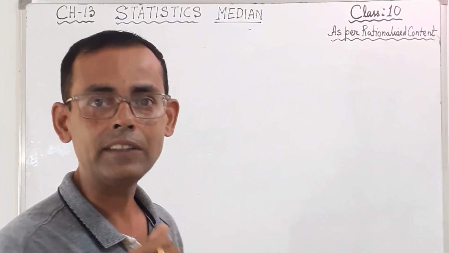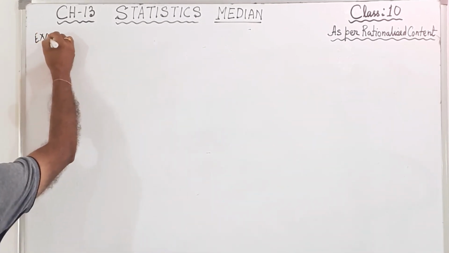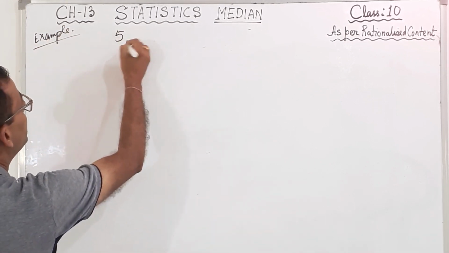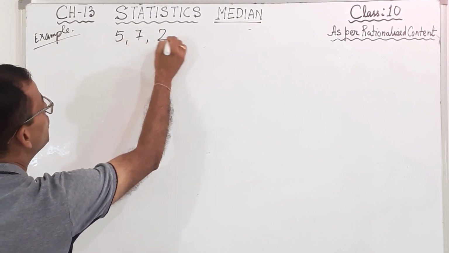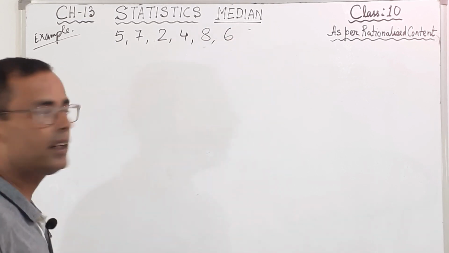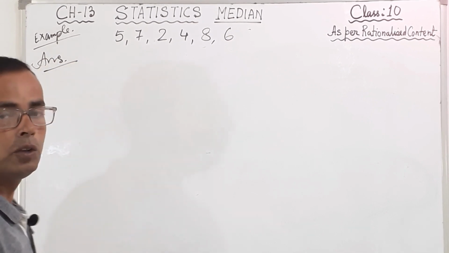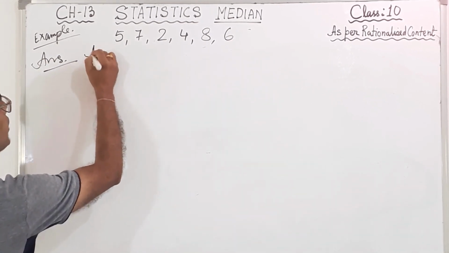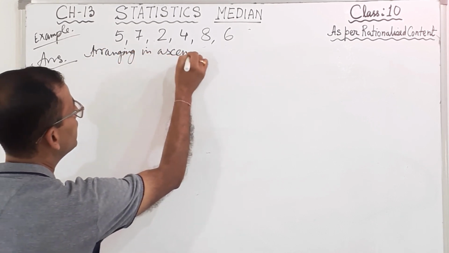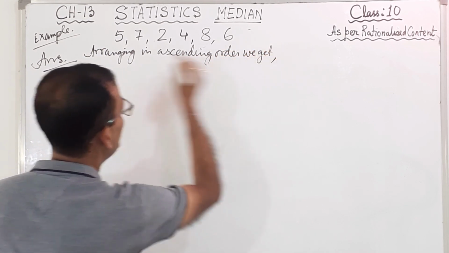Clear? Now class 10 students, if I take one more example, for that I need a data. So let me write here 5, 7, 2, 4, 8, 6. Clear? So now if I want to find out the median, what I will do? First, same way, arranging. So I will write arranging in ascending order. तो इसको अरेंज करेंगे.